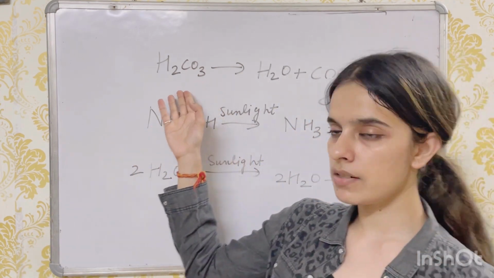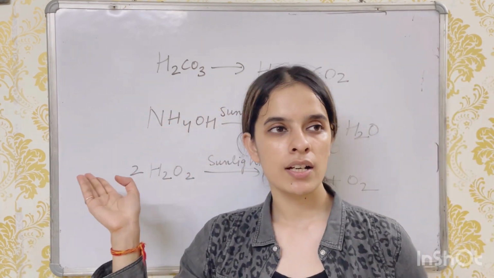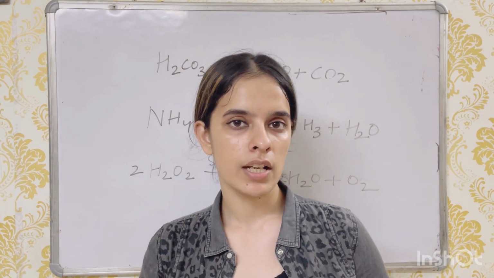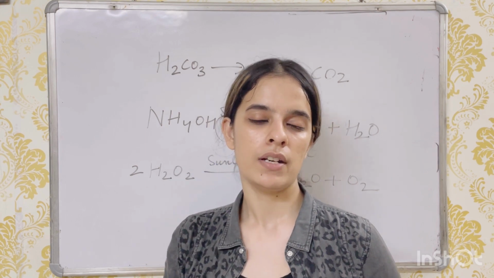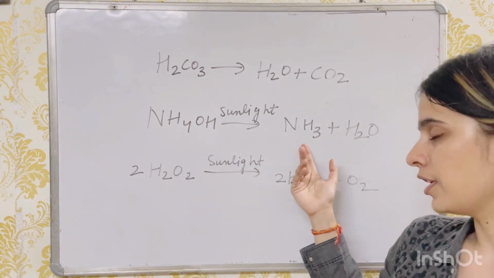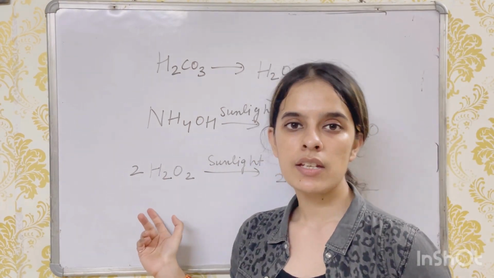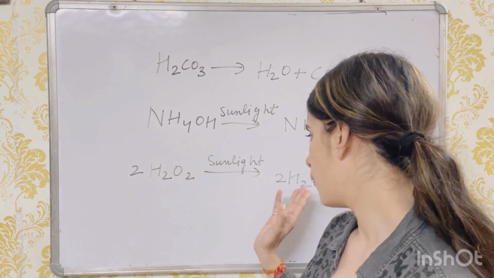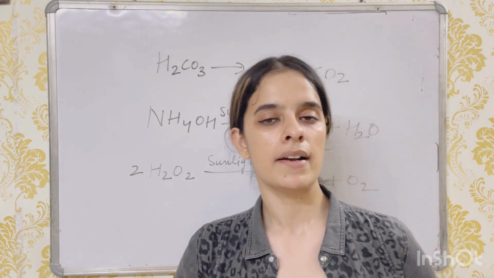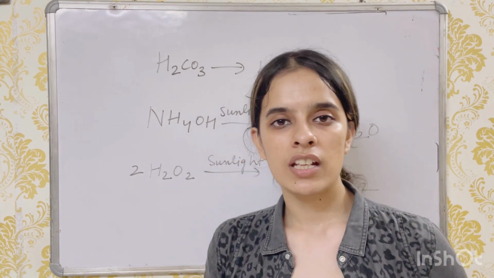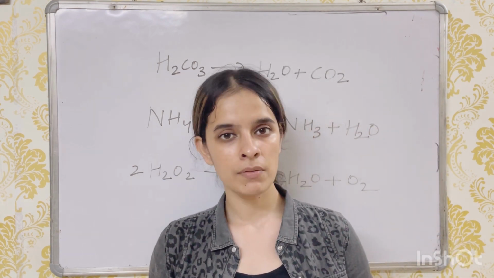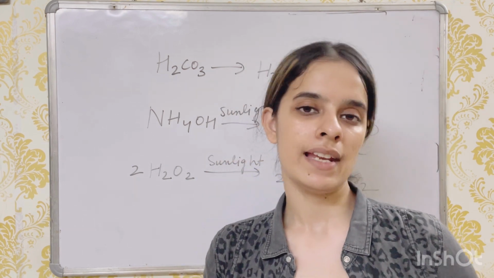Liquid ammonia is also used as a fertilizer for the plants. Plants use it because the liquid form of nitrogen is a protein for the plants. When it is exposed to sunlight, it will form ammonia and water. Hydrogen peroxide is very sensitive to sunlight. It will form water and oxygen. Next we will talk about the electrolytic decomposition reaction. The reactions that occur in the presence of electricity, by the supply of electricity, are called electrolytic decomposition.